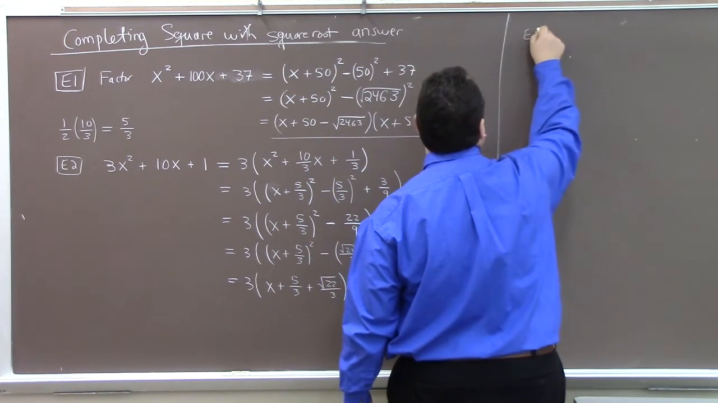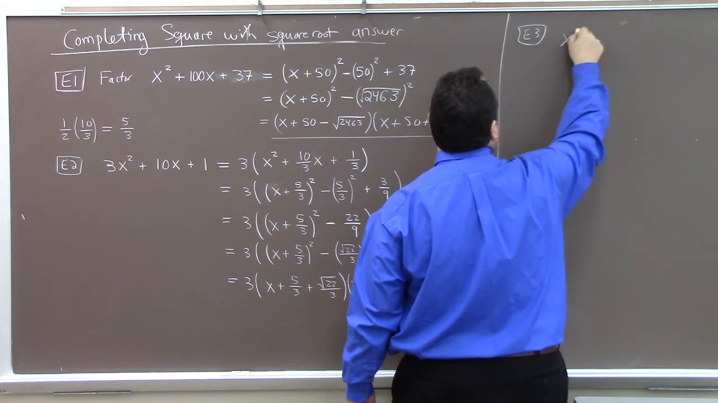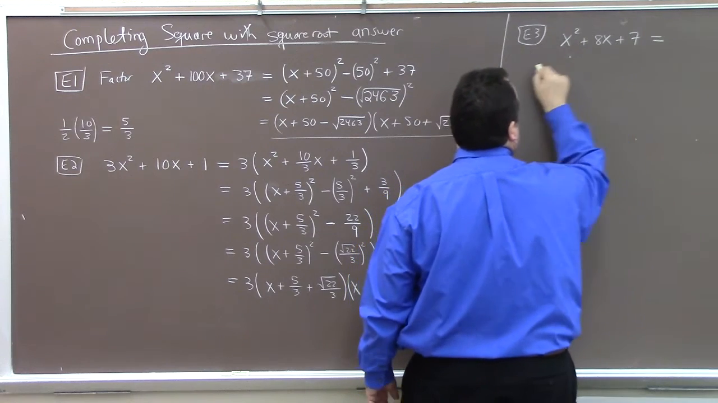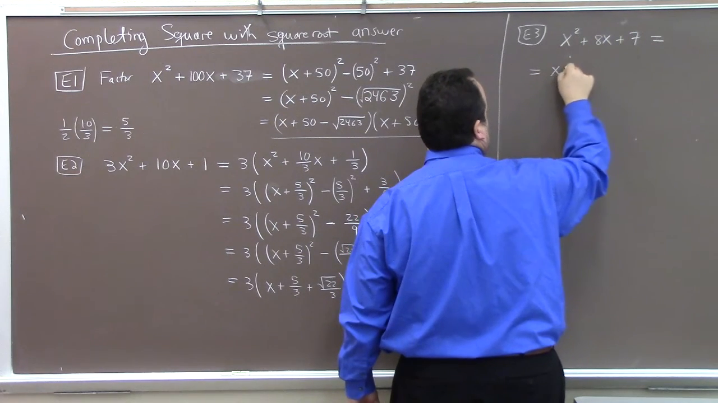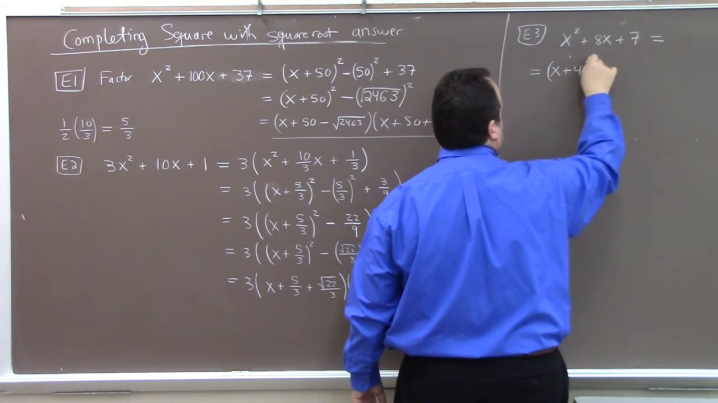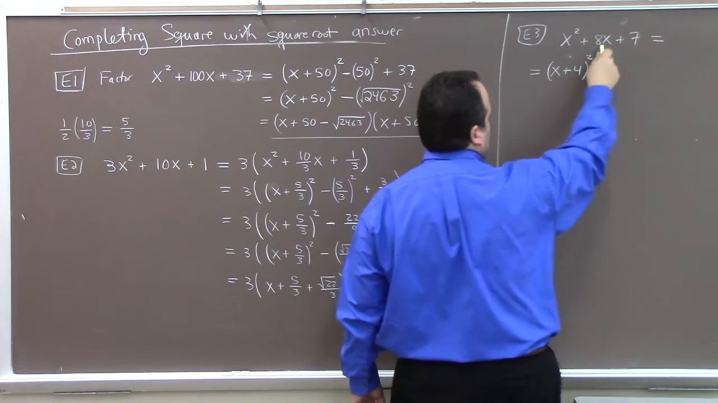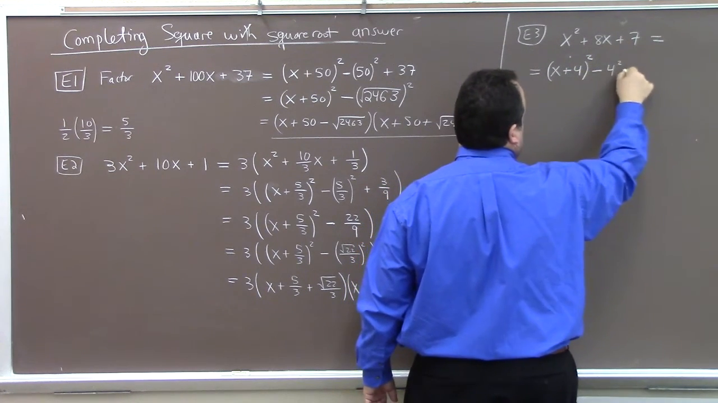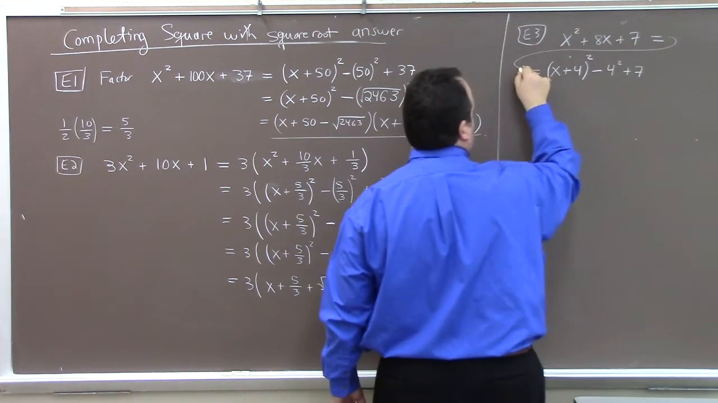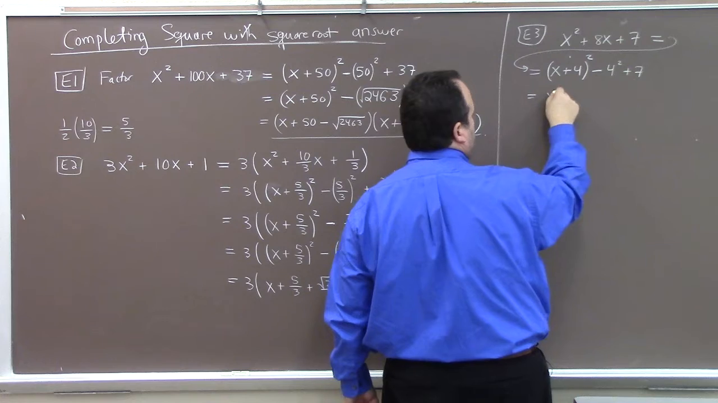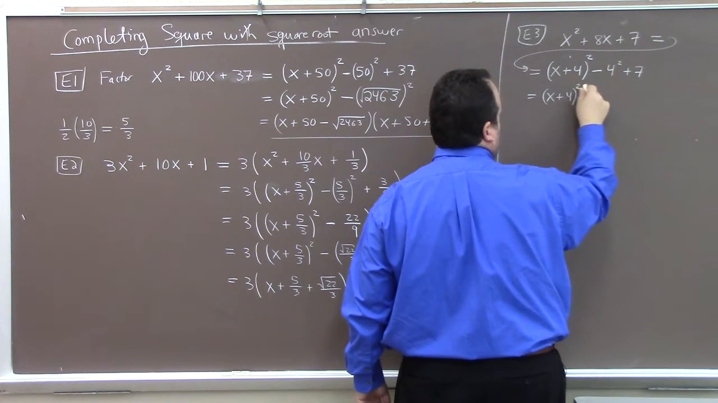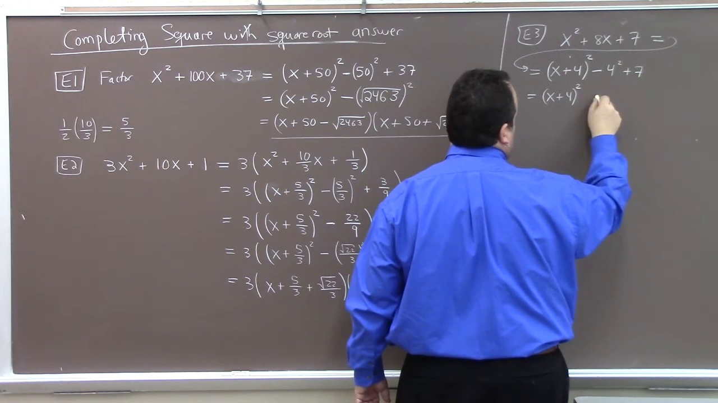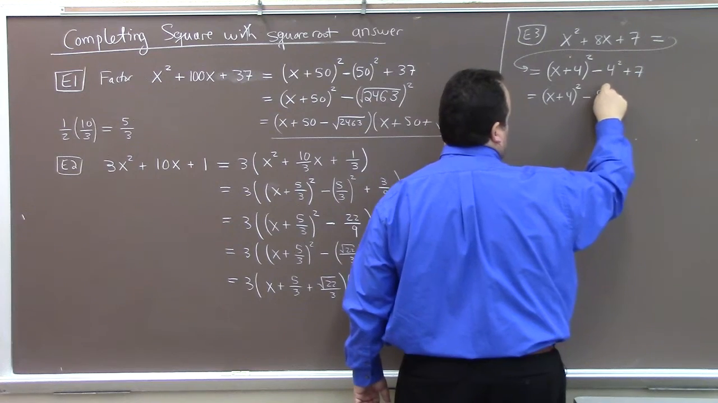So example 3, x squared plus 8x plus 7. To complete the square, I take half of 8, which is 4, right? Then I have to subtract 4 squared. I still have to add 7, yeah? Which is what? That's 16. What's 16 minus... 16 plus 7 is minus 9? So we got minus 9.